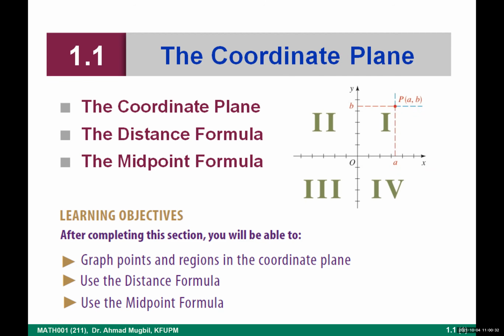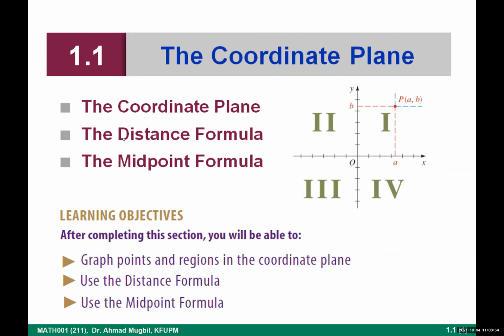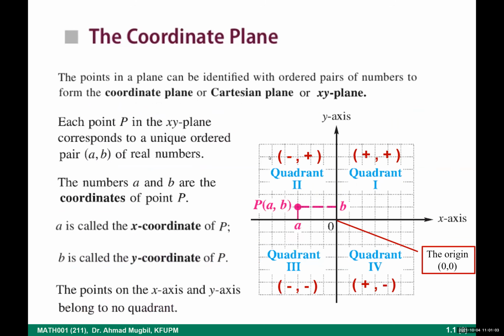It is, of course, the plane formed by two axes, the x-axis and the y-axis. Each point in this plane is represented by an ordered pair, and every ordered pair of real numbers is a point on the plane. Also, in the previous class, we studied the distance formula and how to use it. Today, inshallah, what remains is the midpoint formula. It is a very easy one.